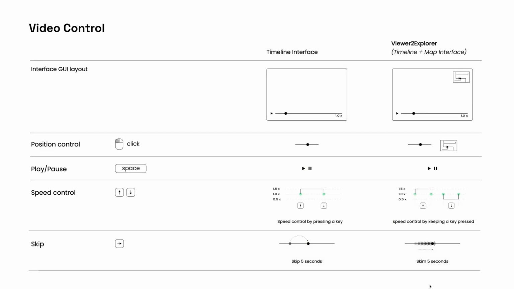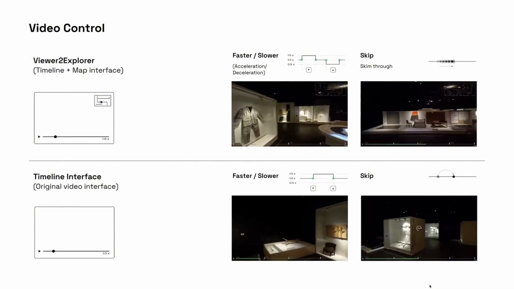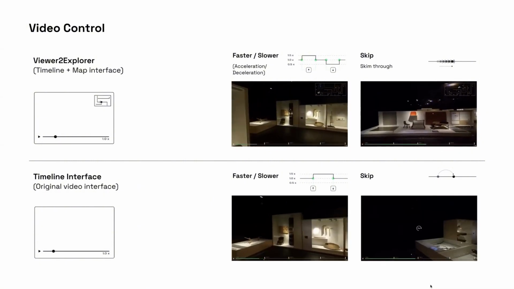Also, we designed Viewer2Explorer's video control method to be the same as existing timeline interfaces, but with different features. This adjustment aimed to minimize any awkwardness resulting from replacing temporal navigation with spatial navigation. For example, we replaced the traditional faster and slower controls with acceleration and deceleration features.